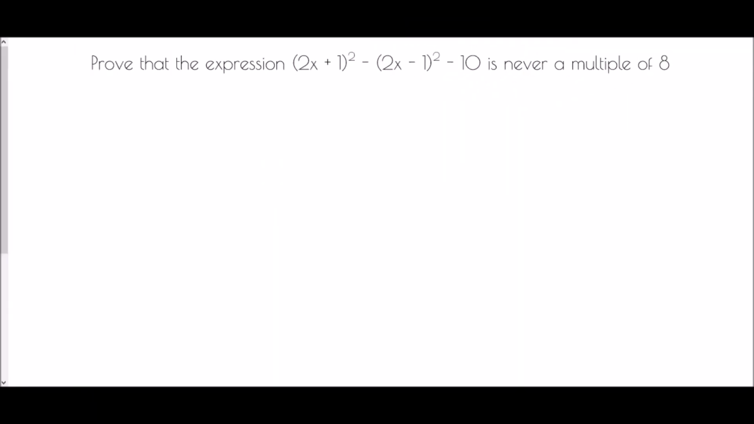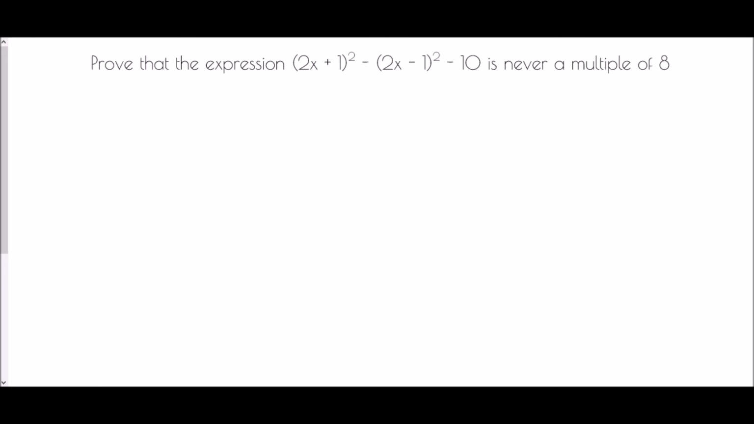Our next example is slightly different because this time we've been asked to prove that the expression 2x plus 1 squared take away 2x minus 1 squared take away 10 is never a multiple of 8. Therefore, what we're actually trying to show here is that it doesn't work as a multiple of 8. So the first thing that we're going to have to deal with is the fact that we have an expression with squareds in here. And so we're going to have to expand all of this out so that we can simplify the expression as much as possible.